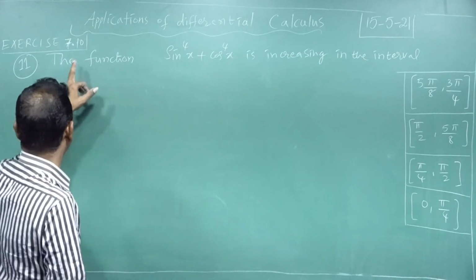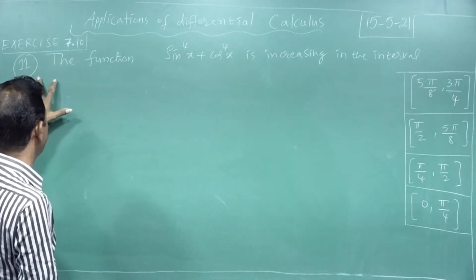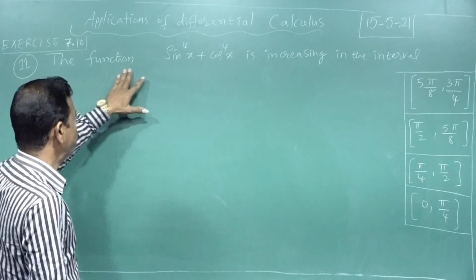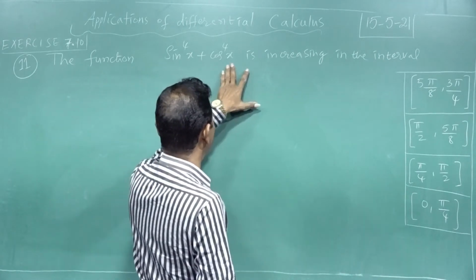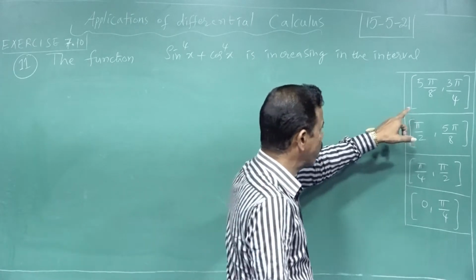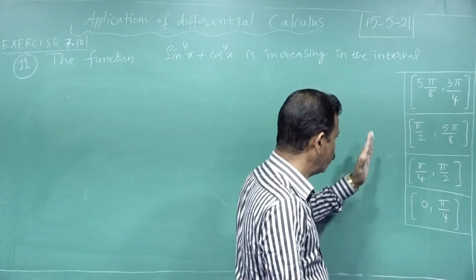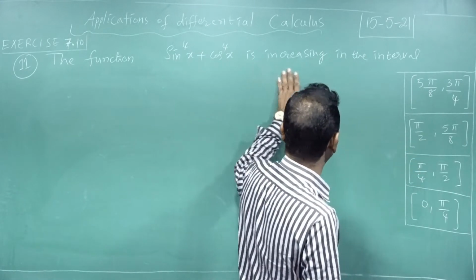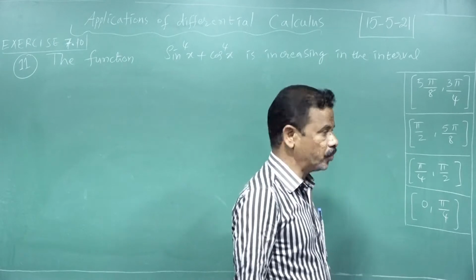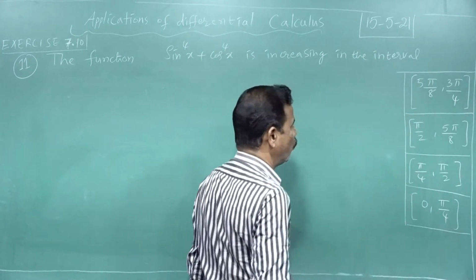Calculus. In this exercise 7.10, one-mark bits, that is the 11th problem. The function sin⁴x plus cos⁴x is increasing in the interval. So here are the first interval, second, third, and fourth intervals. In which interval is this function increasing? That is the question.